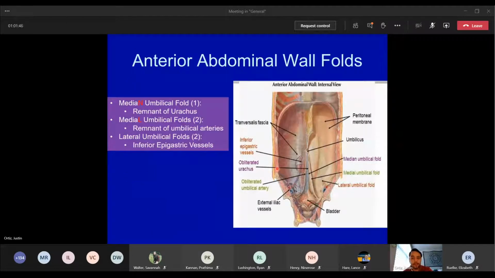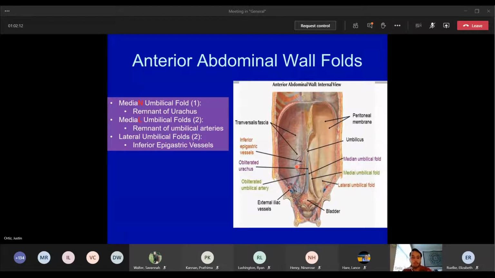So again, on this slide, I did the same exact thing. I just put an image that was labeled. I found this image, so it was labeled. Basically, they label it on the right side, but they tell you what it is on the left side, right? So on this right side, they're just telling you median, medial, and lateral. But on the left side, they're telling you what the remnants were, right? So obviously obliterated urachus, obliterated umbilical artery, and then your inferior epigastric vessel.